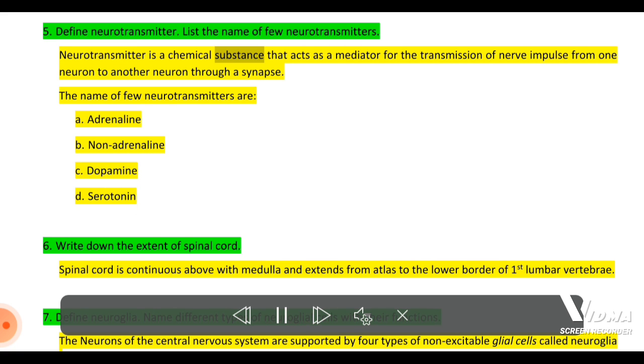Define neurotransmitter. List the name of few neurotransmitters. Neurotransmitter is a chemical substance that acts as a mediator for the transmission of nerve impulse from one neuron to another neuron through a synapse. The name of few neurotransmitters are adrenaline, noradrenaline, dopamine, serotonin.